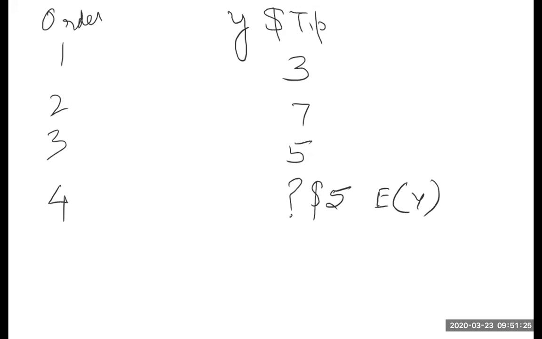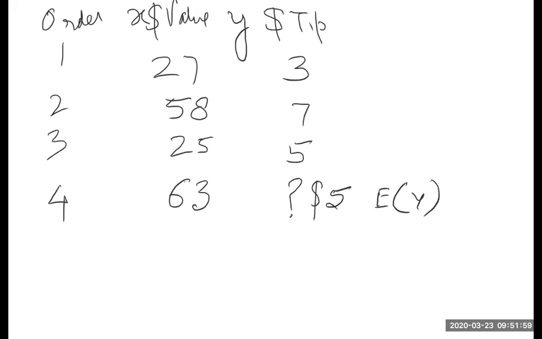But if I tell you the x, the order amount or the value of the order, and let us say if I say that the values were these, and let's say if I ask you, let's say the new value is 63. So in the absence of any intelligence, your expected value of the tip on the order is $5.